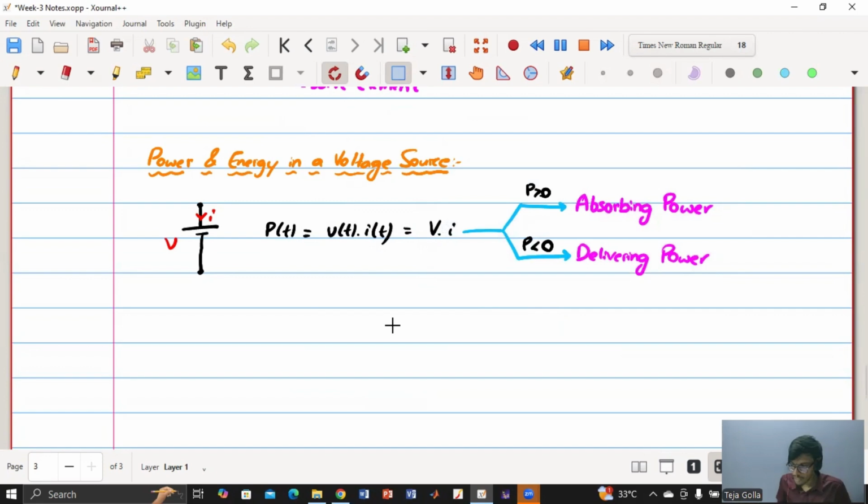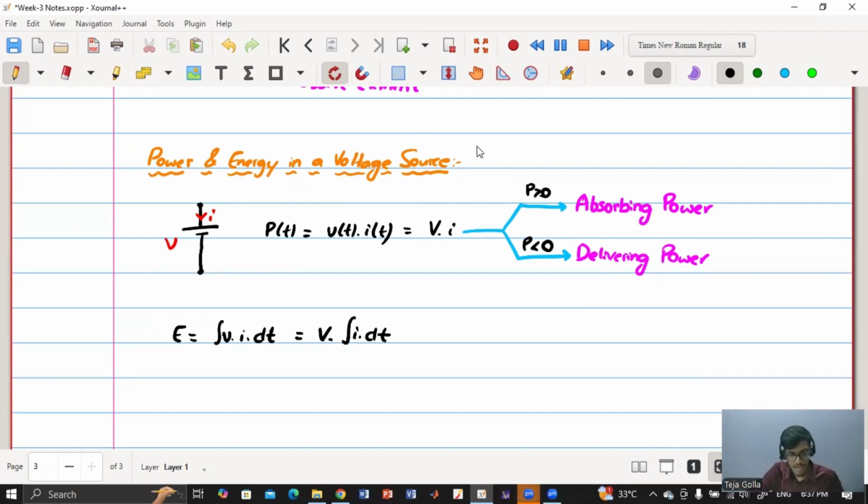Now, if you see energy, E is equal to the integral of V into I into dt. Say V is constant, I'll bring it out: V into the integral of I into dt. I can consider a scenario where current is constant and positive, or current is negative and constant. So energy can be positive and energy can be negative as well, right? So it can absorb and it can deliver power.